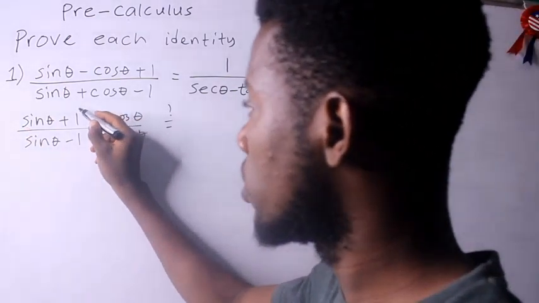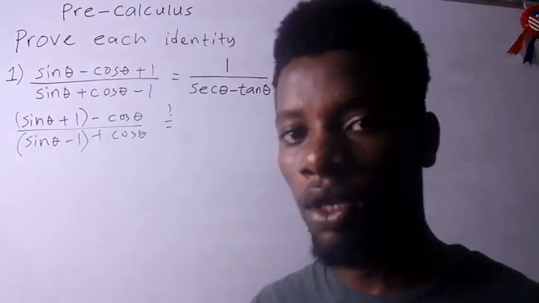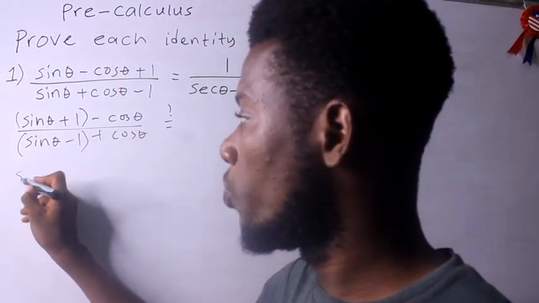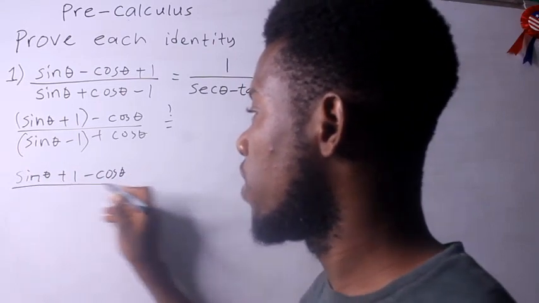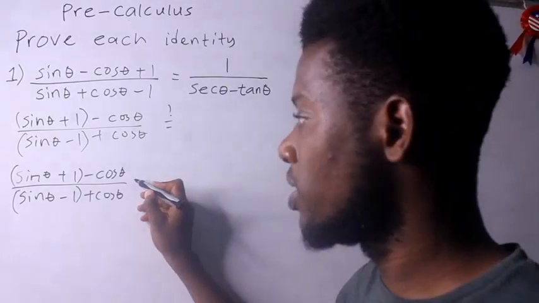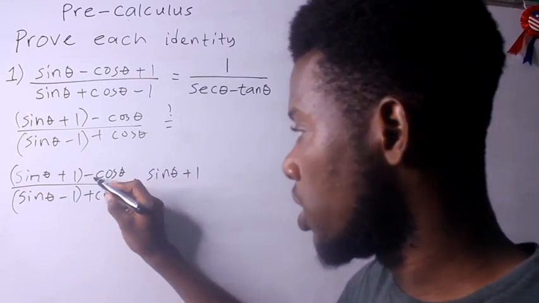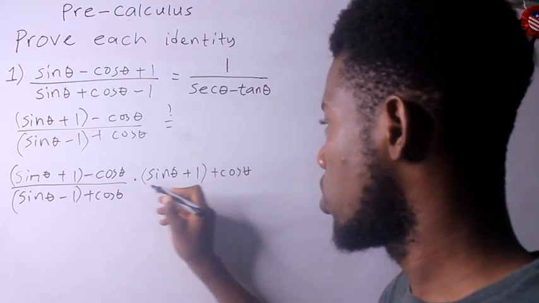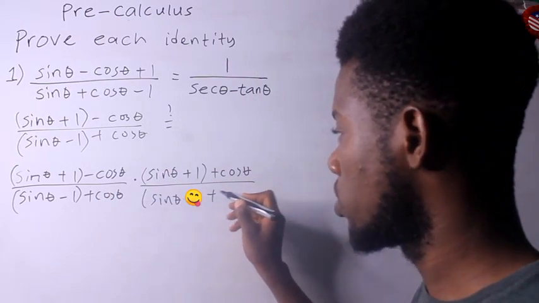So I'm going to consider this to be the first term and this to be the last term. So if you have a minus b, the rationalization factor, which is the conjugate of the expression, will be, so I'm going to rewrite (sin theta plus 1 minus cos theta) all divided by (sin theta minus 1 plus cos theta), multiply this by (sin theta plus 1), and the conjugate of this is plus cos theta, all divided by the same expression, sin theta minus 1 plus cos theta.